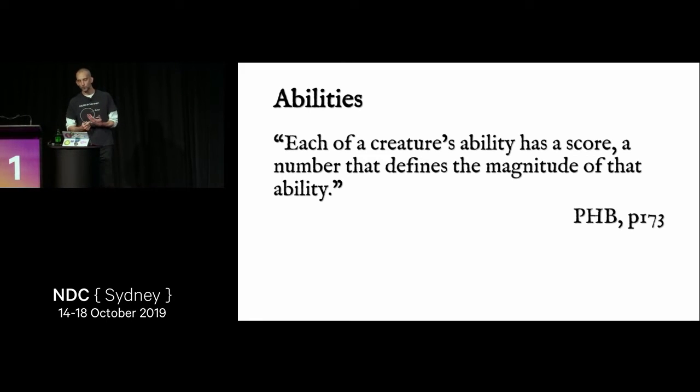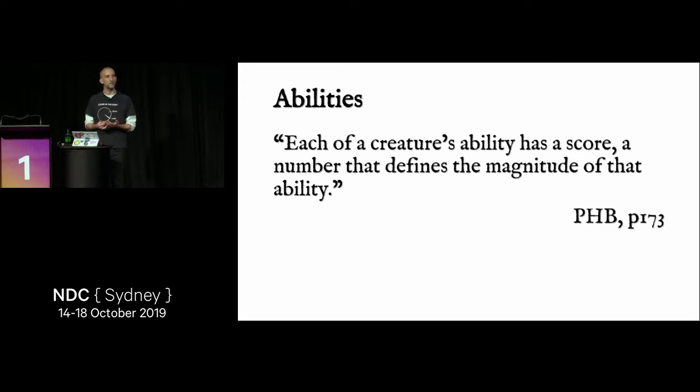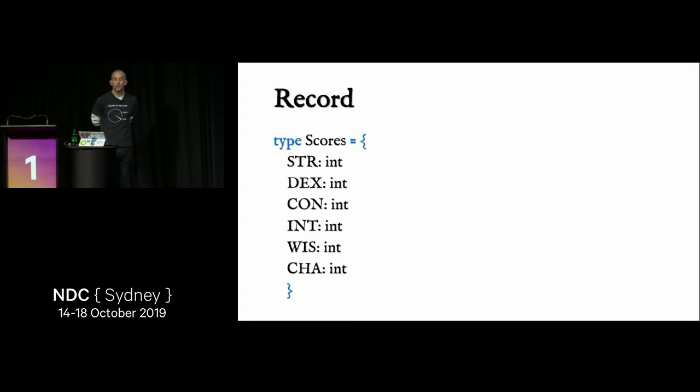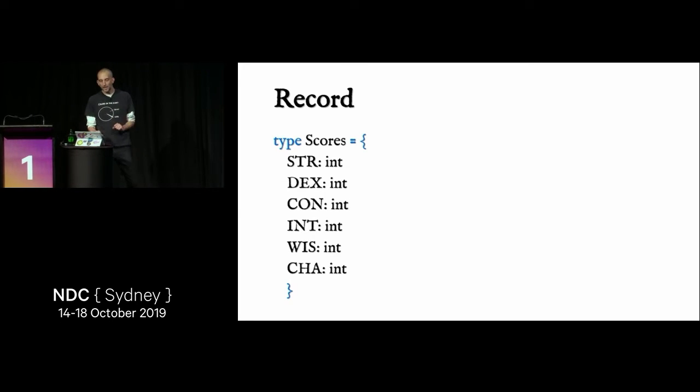Each of a creature's abilities has a score, a number that defines the magnitude of that ability. A high score means you're very strong, a low score in strength means you're weak. How would I do that? I would describe it using a type called a record in F#. A record would say, great, if I have a creature, the creature should have scores. I need one score for each of the abilities. So I will have one strength score, an int, one dex score, an int, con score, an int, and so on and so forth. And we can move on.